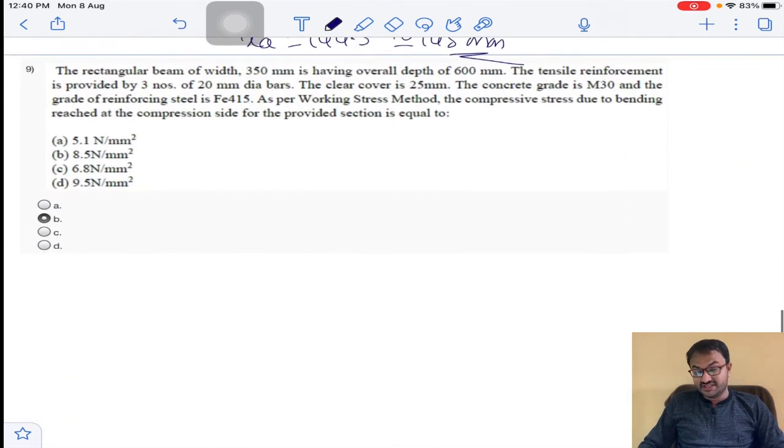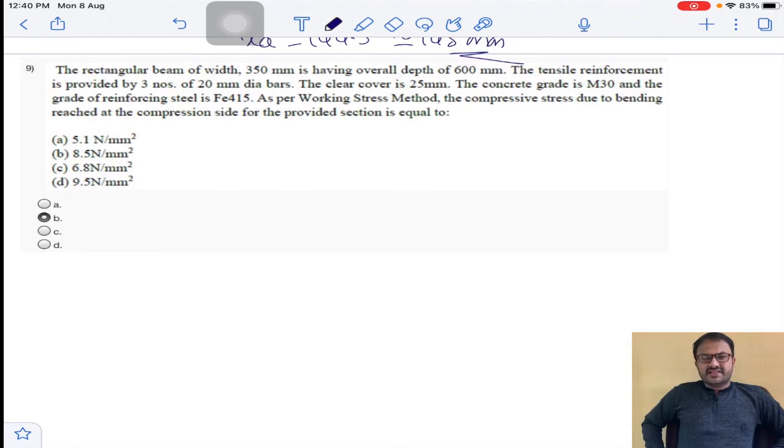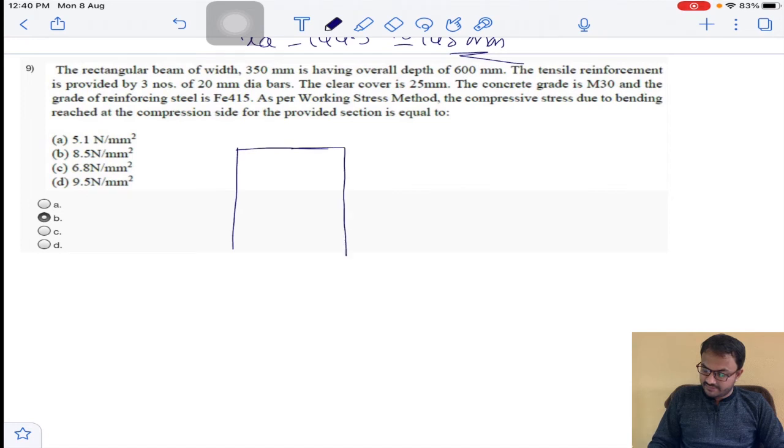Now there are only 2 questions. Same types of problems. So every rectangular beam is taken, width is given, depth is given. So same story. In question number 9, a rectangular beam of width 350 mm and overall depth capital D is equal to 600 mm. The tensile reinforcement is provided by 3 bars of 20 mm and clear cover is 25.